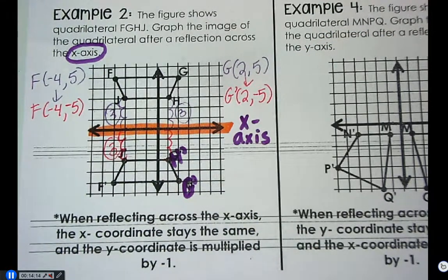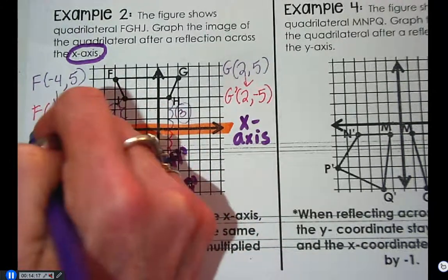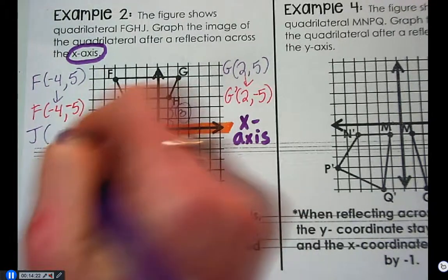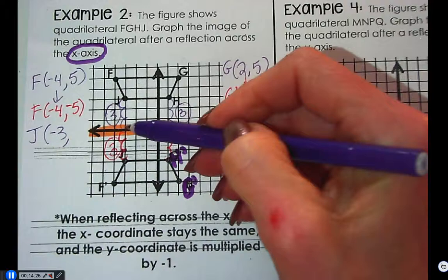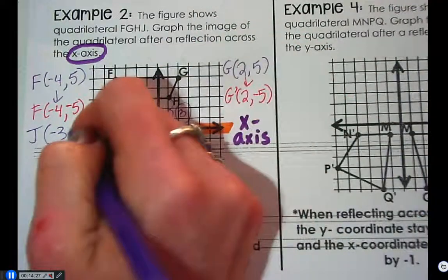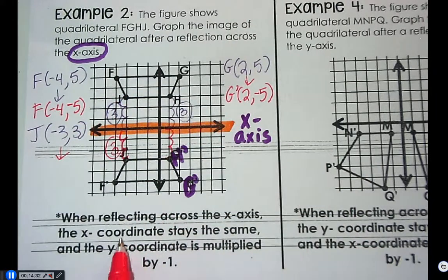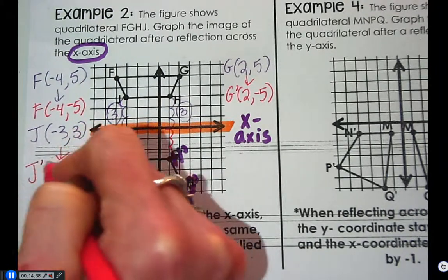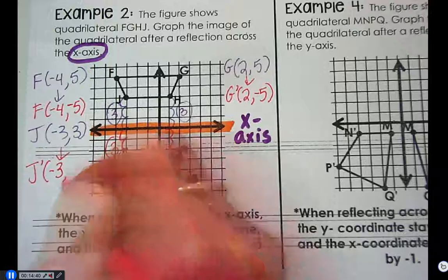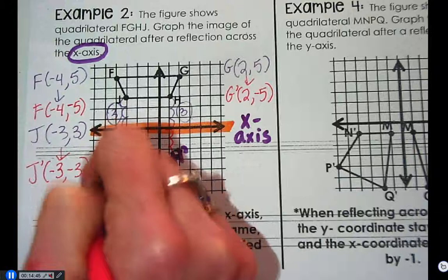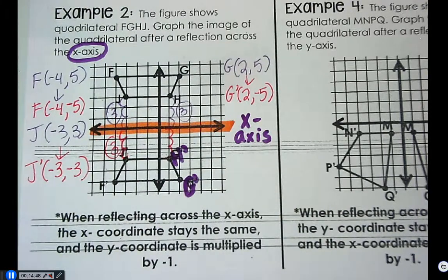Okay, let's look at the same thing for J. The coordinates of J are negative 3 for x, and then my y value is 3. So if we know that the x-coordinate is going to stay the same, but the y is multiplied by negative 1, J prime is going to be negative 3. It stays the same. And then what? Negative 3 becomes the opposite. So that's just a little helpful tip when you're looking for your coordinates.